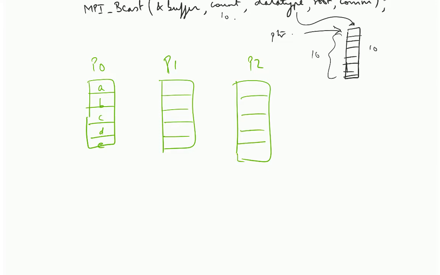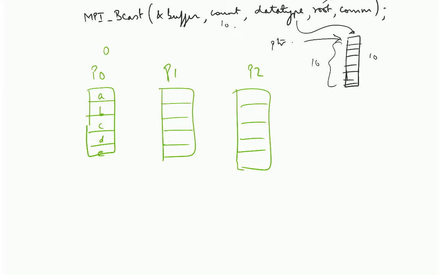So what's going to happen after the broadcast completes? Let's say the root is 0, this is rank 0, right? At the end, you're going to have A, B, C, D, E here and A, B, C, D, E here. Okay, is that clear? Simple. And of course, any processor can be the root, right?